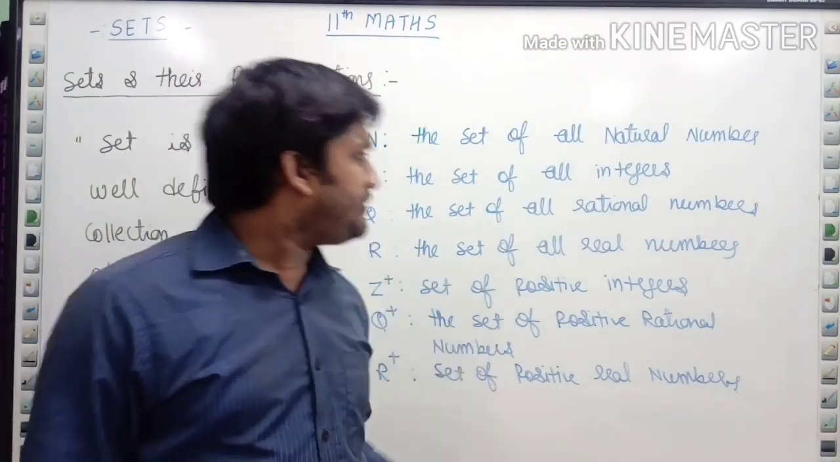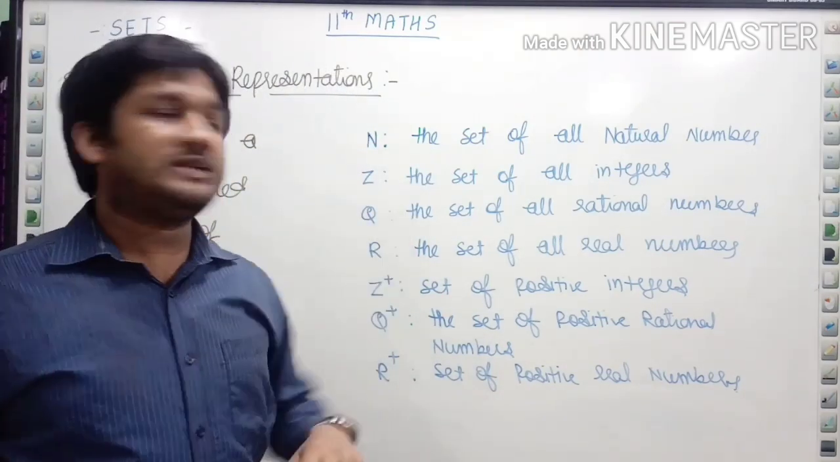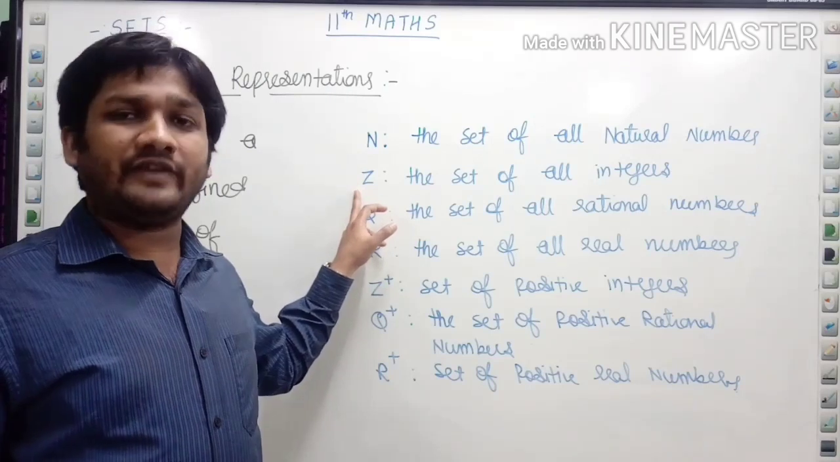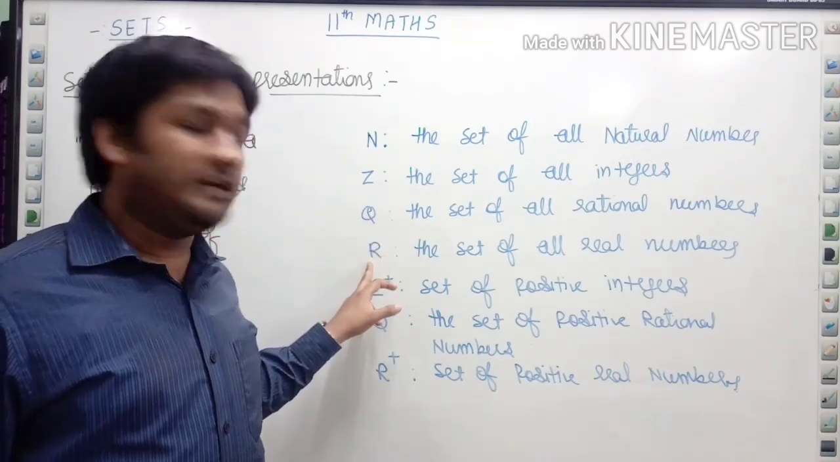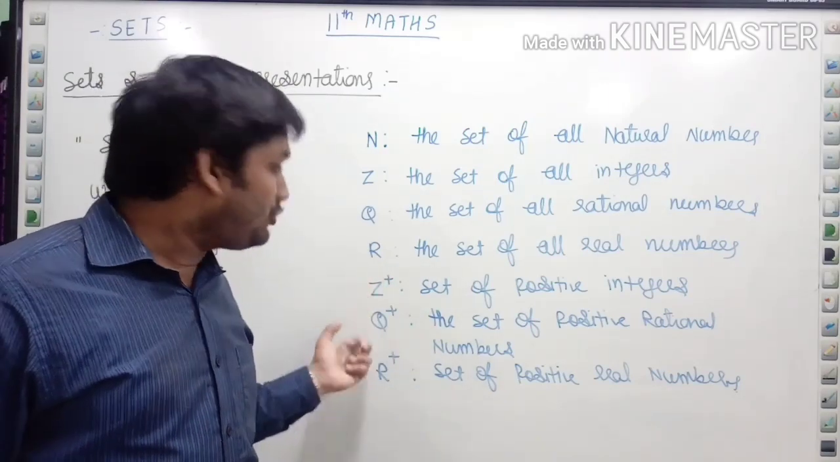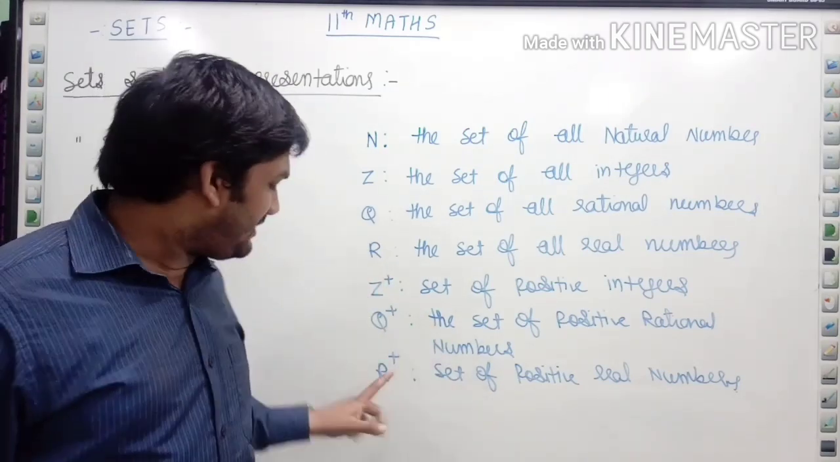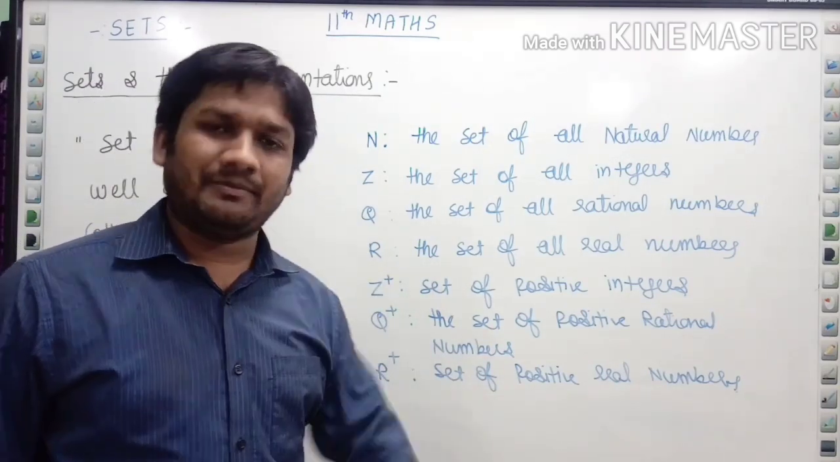Now we should understand the following notation. Capital N denotes the set of all natural numbers. Capital Z denotes the set of integers. Q for rational numbers. R for real numbers. Z plus for positive integers. Q plus for positive rational numbers. R plus is the set of positive real numbers.